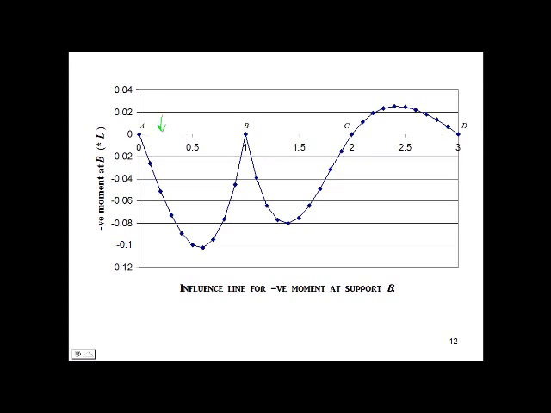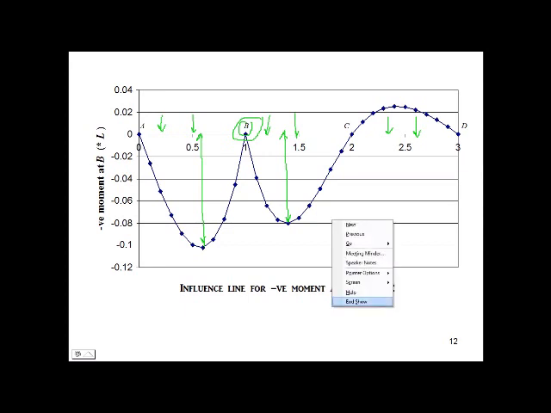If a unit load is traveling between point A and B, the maximum negative moment at support B occurs if we place the unit load at this point. If a unit load is traveling between point B and C, the maximum negative moment at support B occurs if we place the unit load at this point. If a unit load is traveling between point C and D, we no longer have a negative moment at support B.